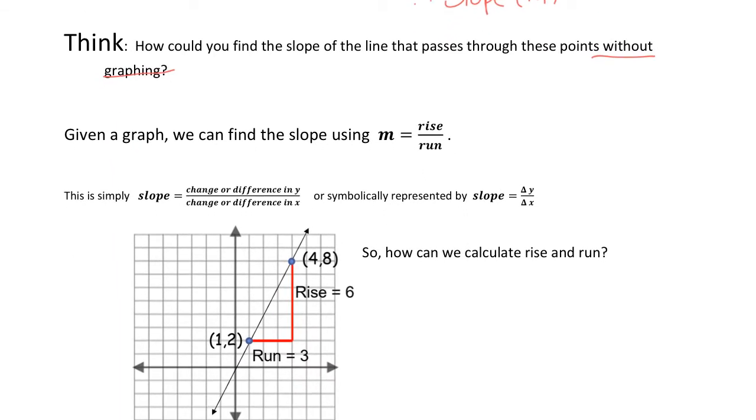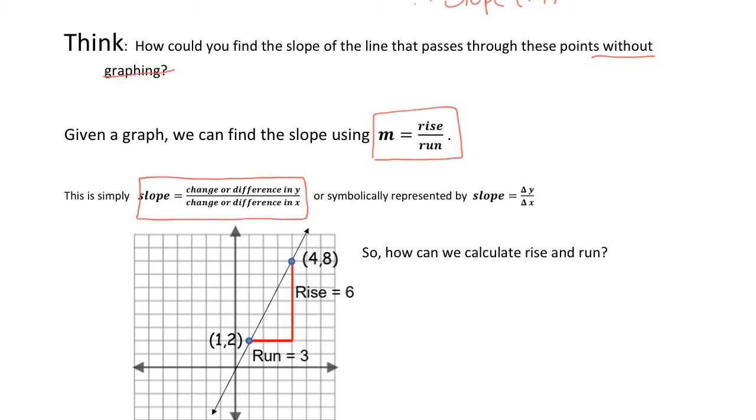We know that given a graph, we can use this formula. We can count out the rise and the run, but sometimes we have big numbers. We don't want to count those big numbers. If I had points like (-432.17, 569) and (-23, ...), it would get complicated, right? We need to recognize that slope is just the change in y over the change in x, or the difference in y over the difference in x.